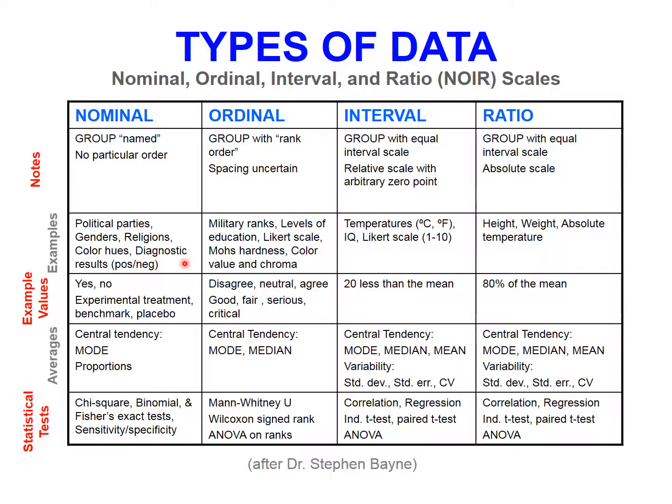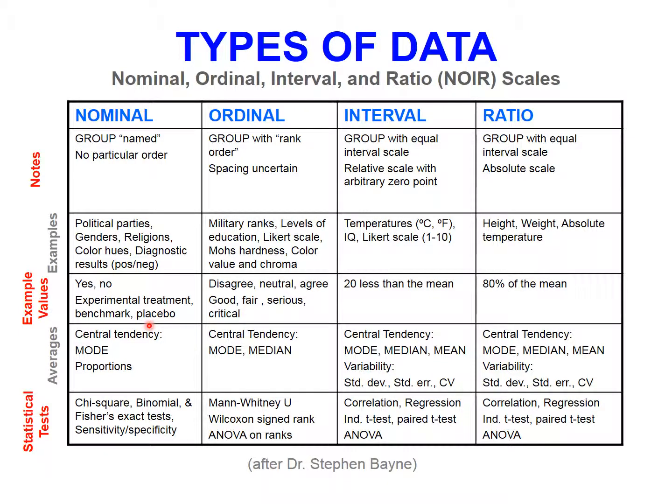And some examples of the values those variables can have: yes and no answers are really common nominal variables, or they could be that your patient is either on an experimental treatment, or a benchmark treatment that is one already commonly used that we know how it works, or a placebo treatment.